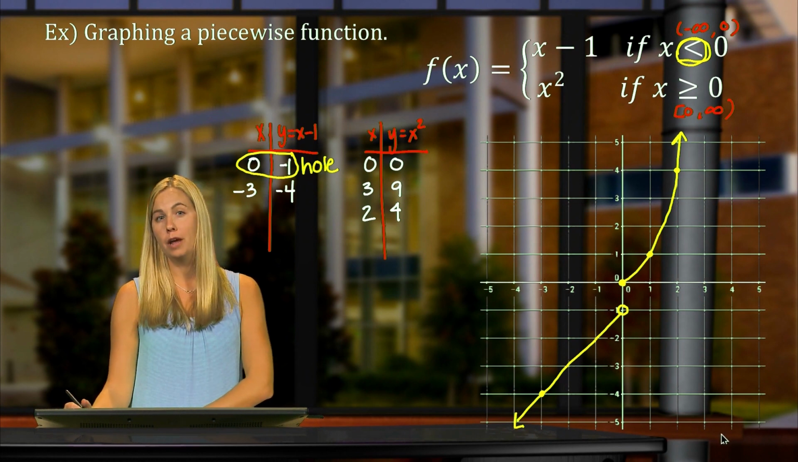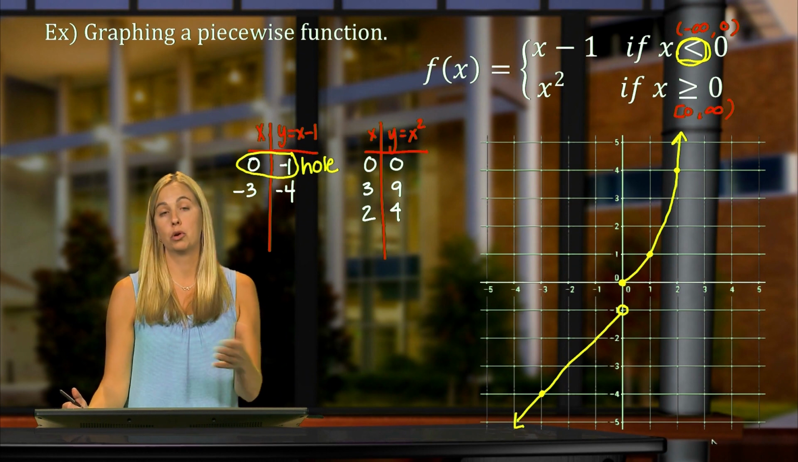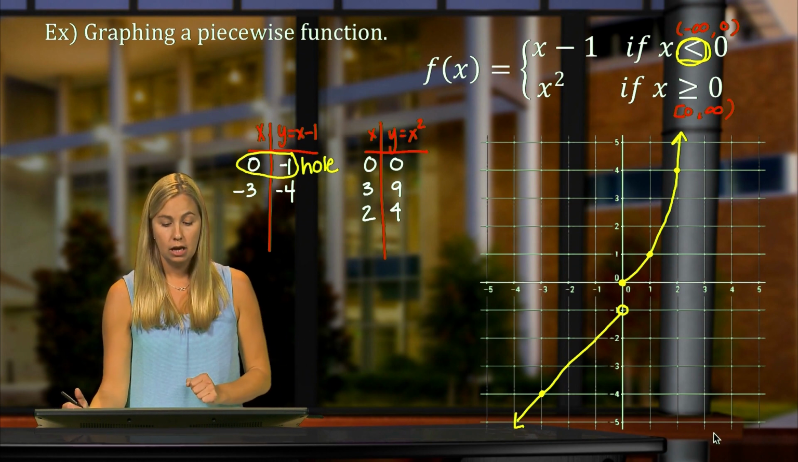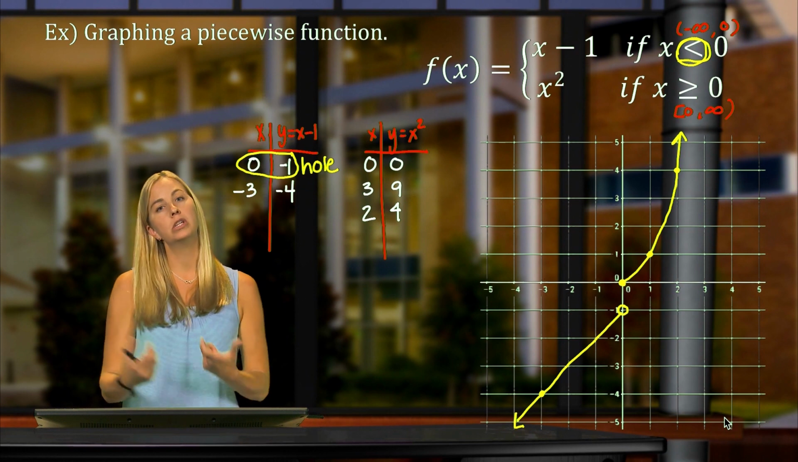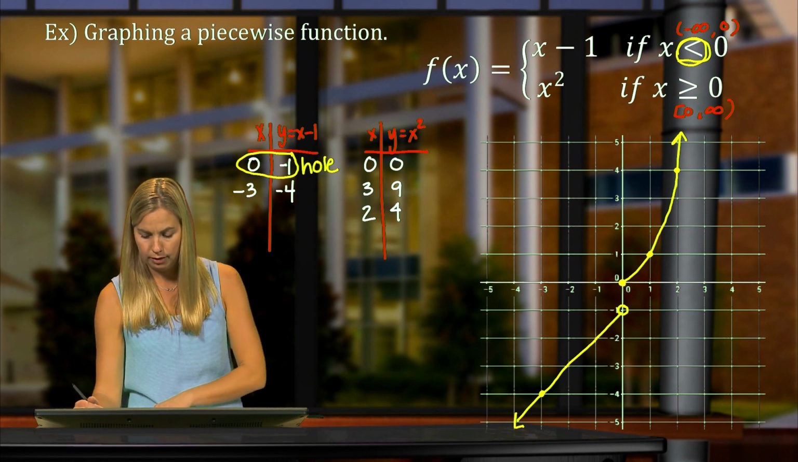So that's one way of graphing a piecewise function, and that's making 2 tables of values, or 3 if there are 3 different equations. But you're representing each equation with its own table of values, making sure that you use the endpoints of their domains.